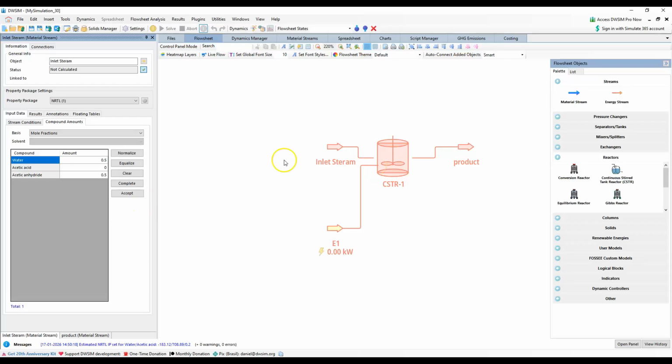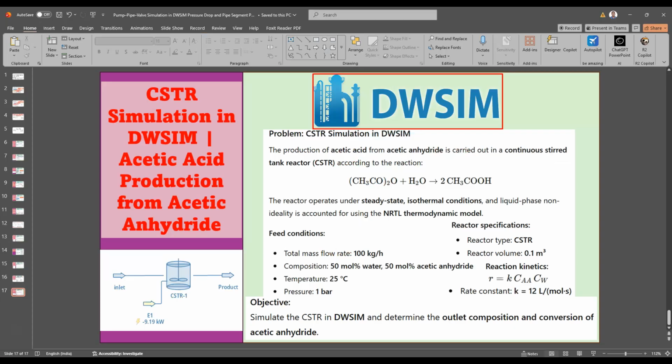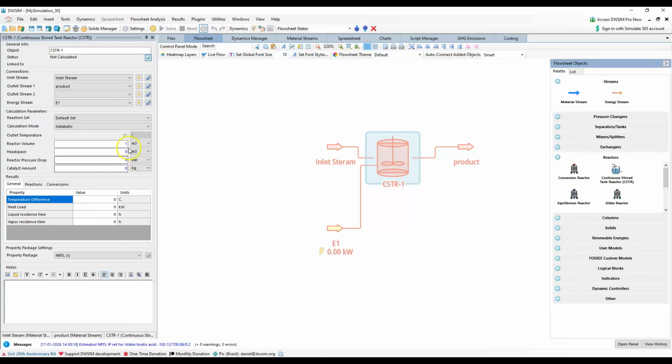Now the inlet is done, and then in the CSTR you can see the reactor volume is 0.1 meter cube. So I am putting the reactor volume as 0.1 meter cube. Inlet stream and product are everything mentioned, and for the calculation mode, our CSTR is in isothermal condition, so I am putting isothermal. I don't have to do anything else. Now I activate the solver and solve. So my solution is done.